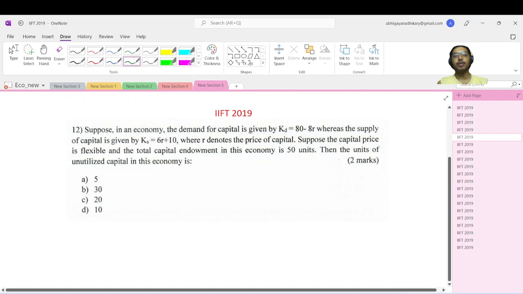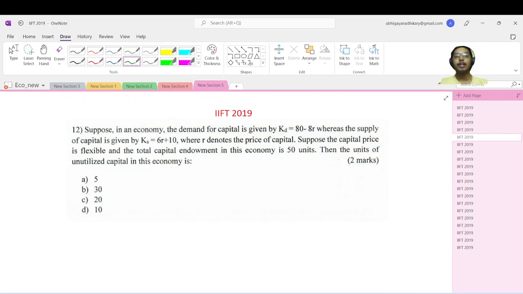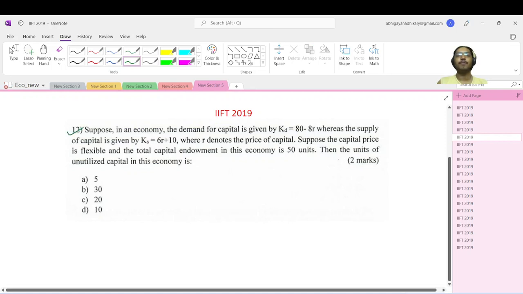So today we are going to discuss the IIFT Economics Entrance Exam 2019 paper, question number 12. Suppose in an economy the demand for capital is driven by KD equals 80 minus 8R, whereas the supply of capital is given by Ks equals 6R plus 10, where R denotes the price of capital. Suppose the capital price is flexible and the total capital endowment in the economy is 50. Then the units of unutilized capital in the economy is given by.